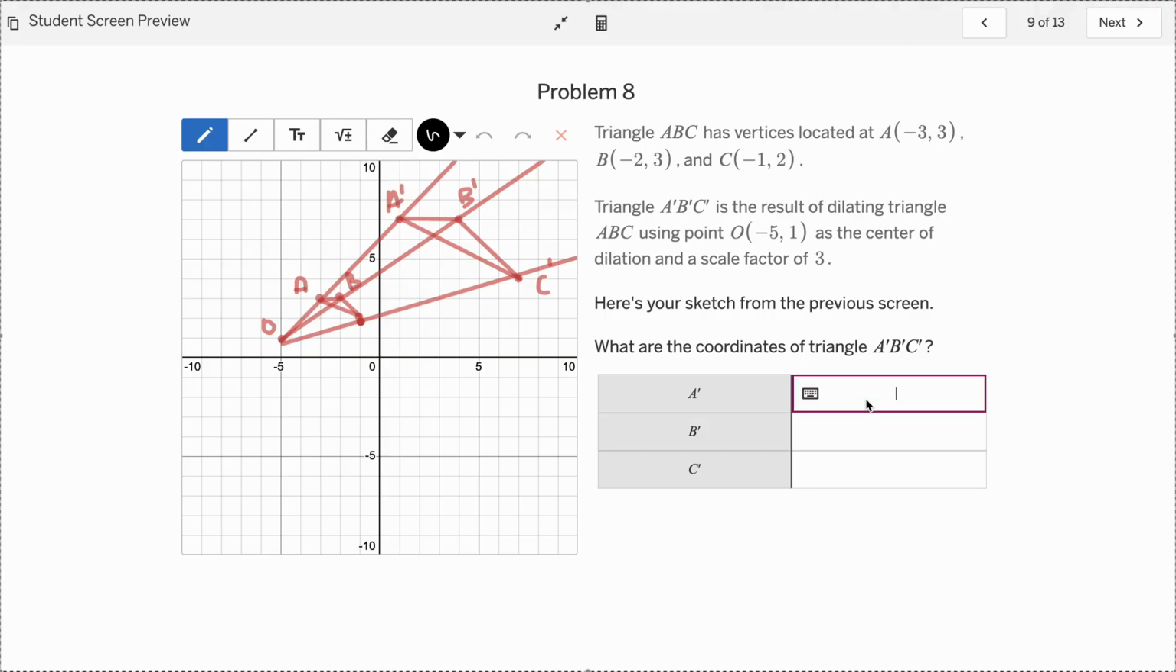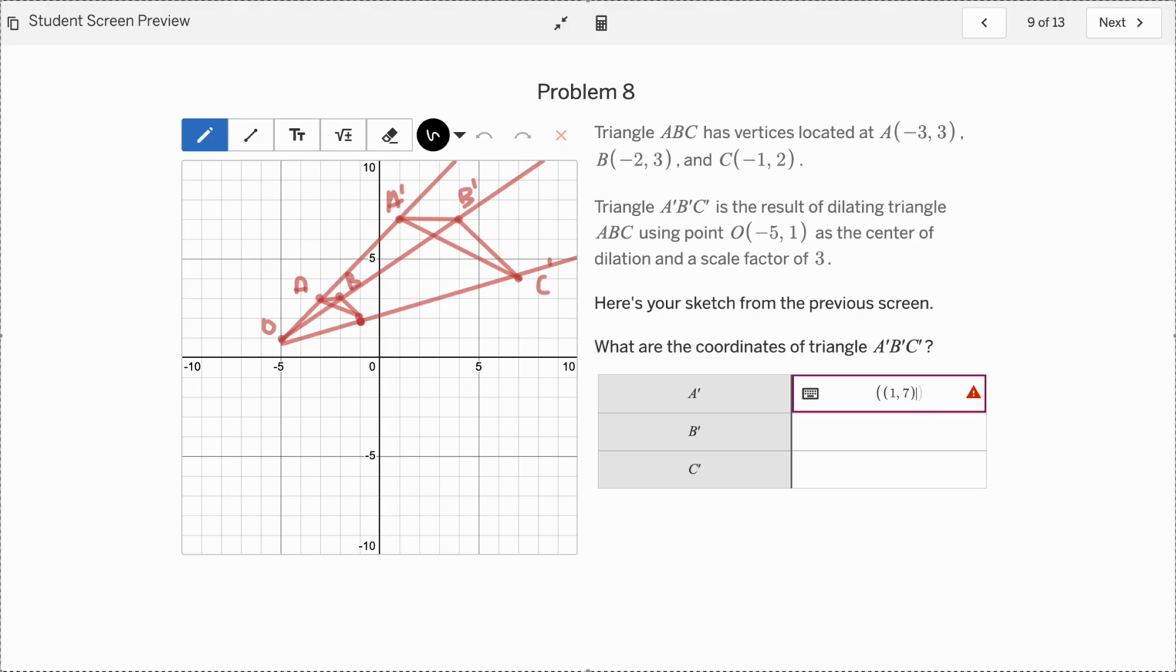I need to now put my new points in. So I would say, well, if I know that A is -3, 3, if I multiply both of those by 3, I'm going to be able to actually see that, I'm just kidding, because I'm a liar. Because my center is at -5, 1 and not at 0, 0, I can't just multiply. But since I've put them here, I can actually see where they are. I know that my A is at 1, +1, and then I go up 1, 2, 3, 4, 5, 6, 7.